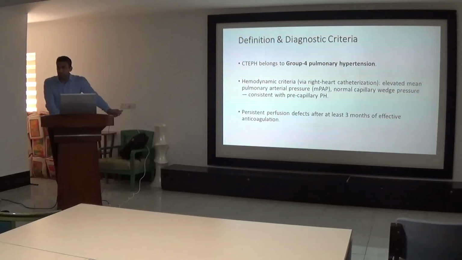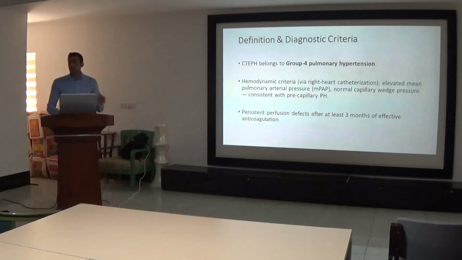You said pulmonary resistance is also detected by right heart catheterization. Yes, sir. PVR is a finding that we deduce from pulmonary capillary wedge pressure.